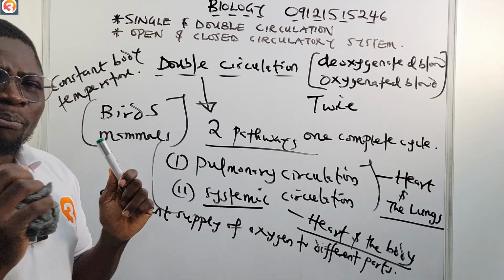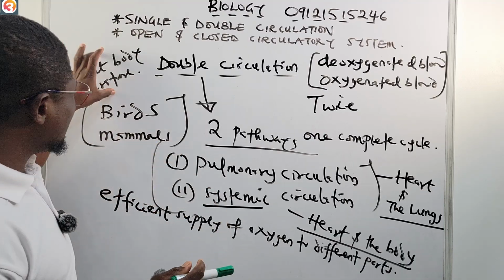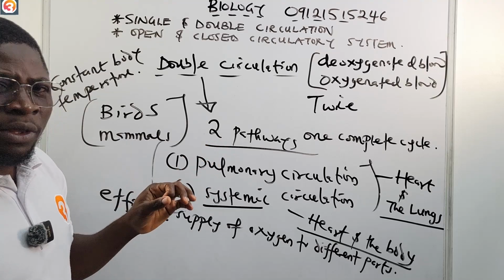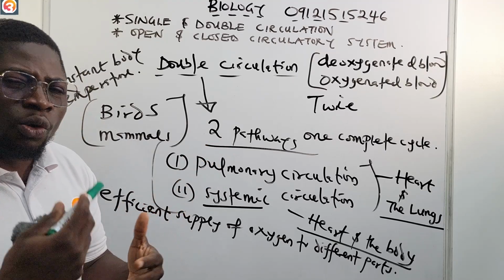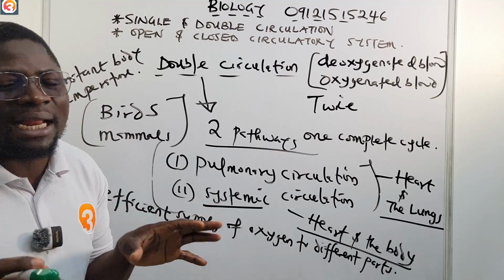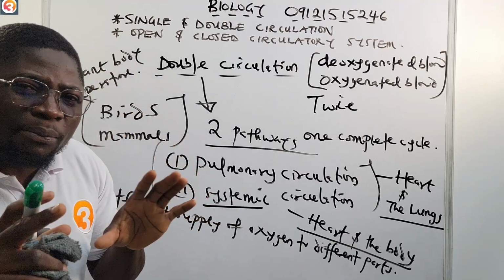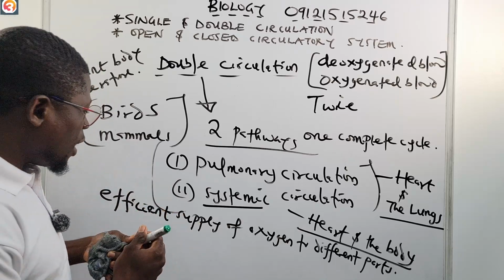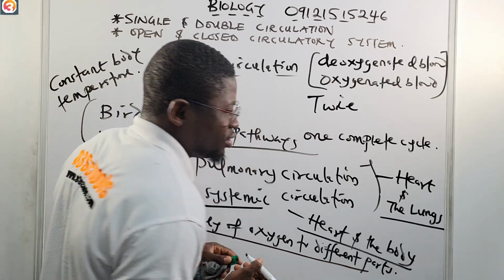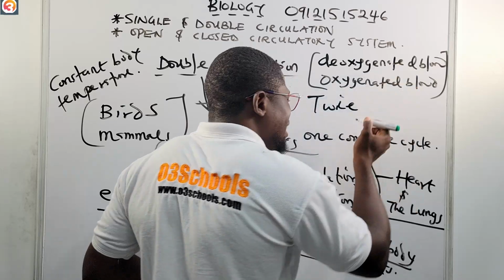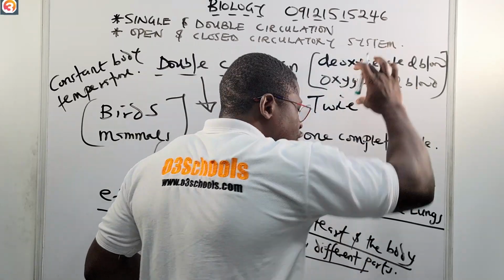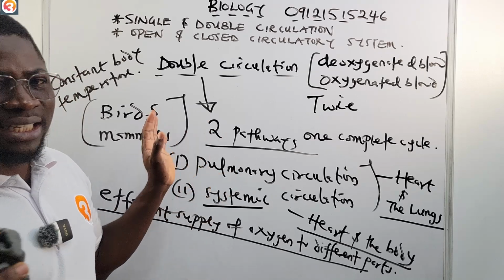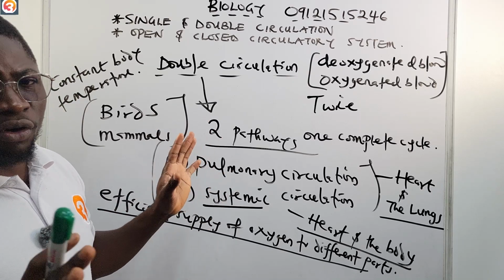Balance has to be maintained. This constant body temperature has to be maintained, and that is why we need a lot of energy. For us to be able to maintain this constant body temperature and that balance, we need a lot of energy. And that is why we need this efficient supply of oxygen, and that's why there's no mixing between the deoxygenated blood and the oxygenated blood. So please take note of all this.